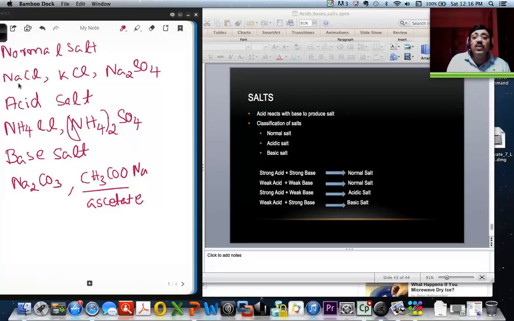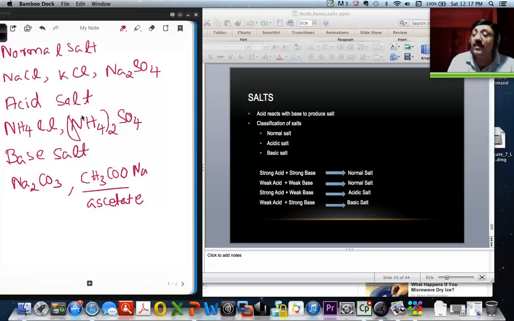For example, how is sodium chloride produced? Sodium hydroxide and hydrochloric acid. Both are strong. Sodium hydroxide is a strong base, hydrochloric acid is a strong acid. How is potassium chloride formed? Potassium hydroxide reacts with hydrochloric acid. Potassium hydroxide is a strong base, hydrochloric acid is a strong acid. How is sodium sulfate formed? Sodium hydroxide reacts with sulfuric acid. Again, sodium hydroxide is a strong base, and sulfuric acid is a strong acid. So you can see the normal salts are usually produced when a strong acid and a strong base react. Always it produces a normal salt.